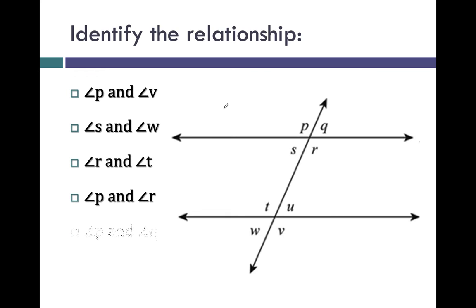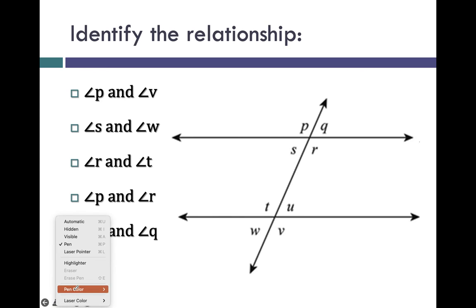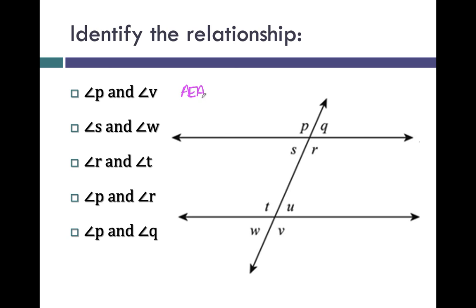Here's a few example practice problems if you would like some additional review. P and V are what we call alternate exterior angles. S and W are what we call corresponding angles. R and T are what we call alternate interior angles.